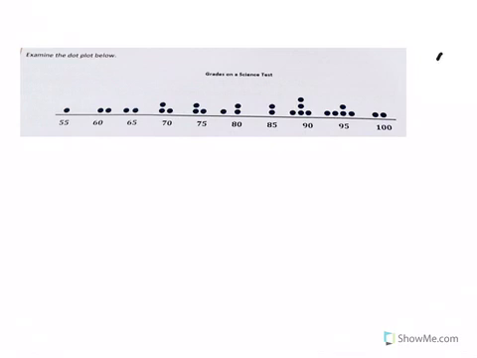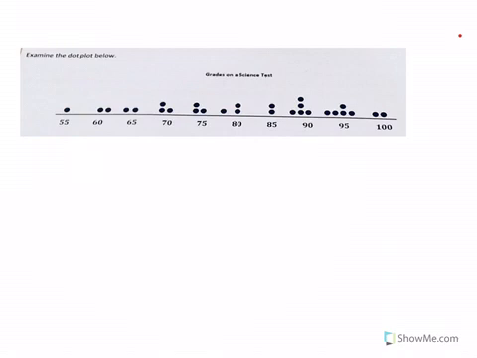All right, take a look at this information here. This is grades on a science test. If we count the total number of dots on this dot plot, you would know how many students took the test. And so what we have is 1, 2, 3, 4, 5, 6, 7, 8, 9, 10, 11, 12, 13, 14, 15, 16, 17, 18, 19, 20, 21, 22, 23, 24, 25, 26, 27, 28. So, just by looking at this, we can tell that there are 28 students who took this science test.